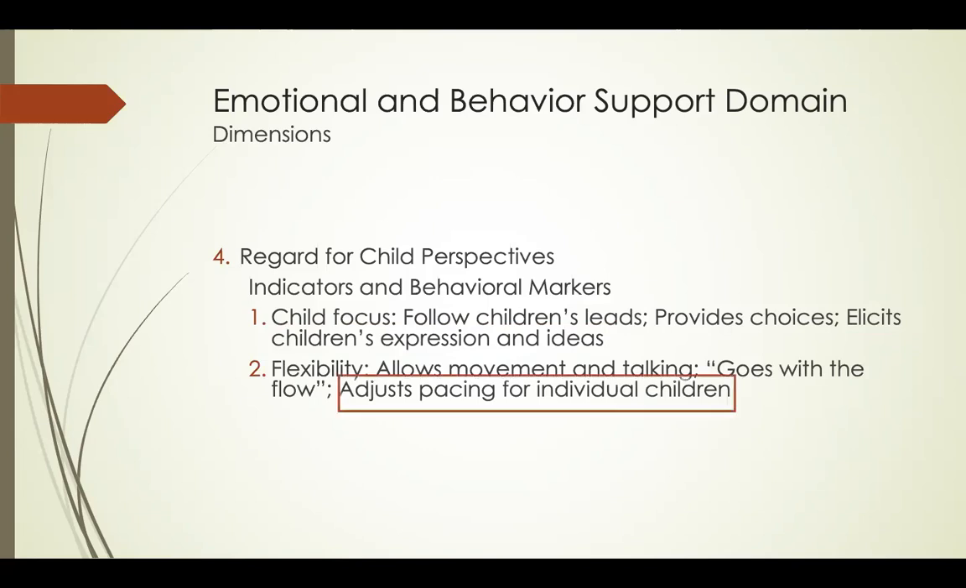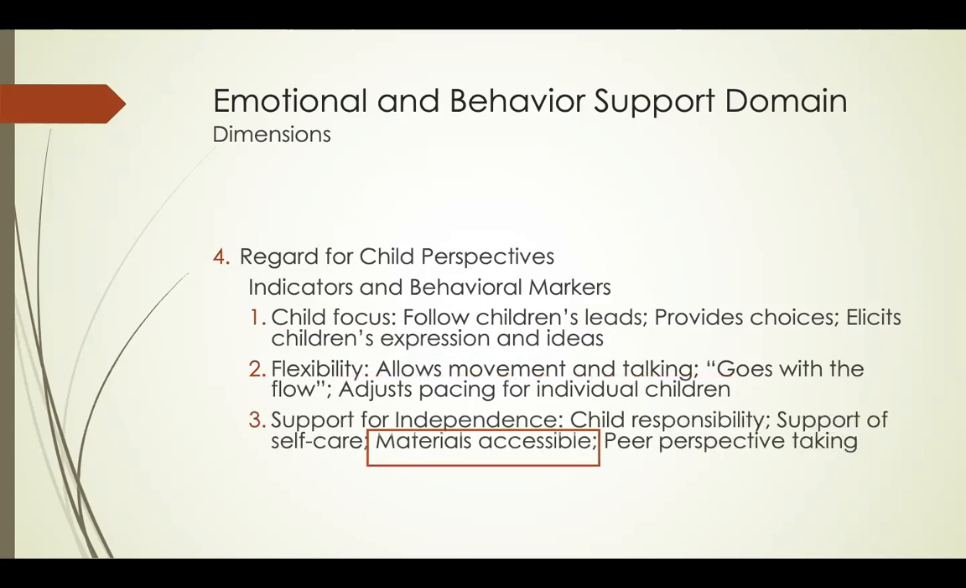The second indicator is flexibility. Are you adjusting the pace for the individual child? So we're not rushing through. We are giving them time to finish. A child may take the entire time that you had planned 5 other activities for doing one activity, but you let that be. You just take it as it comes and you just go with it. That is what we're measuring here. Support for independence: the key here, especially in the toddler classroom, is that the materials are accessible to the children.